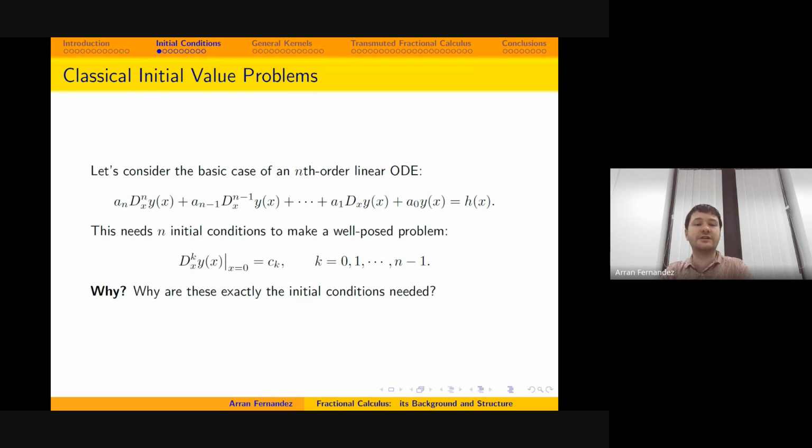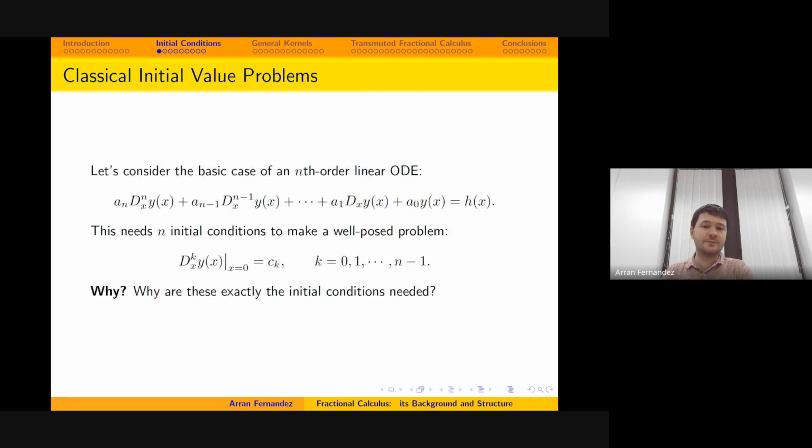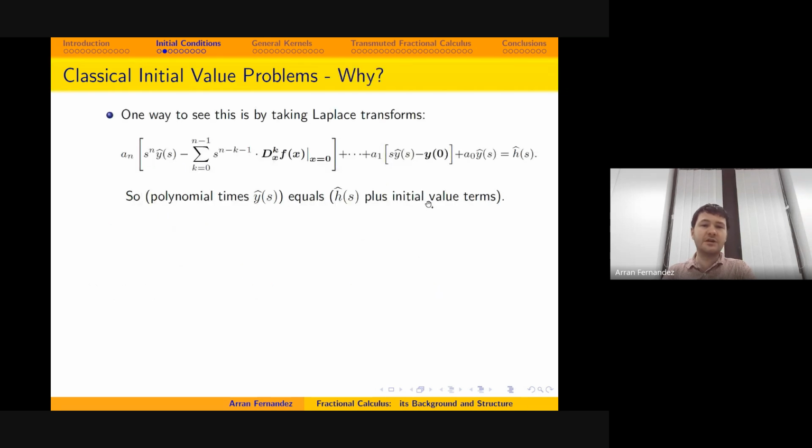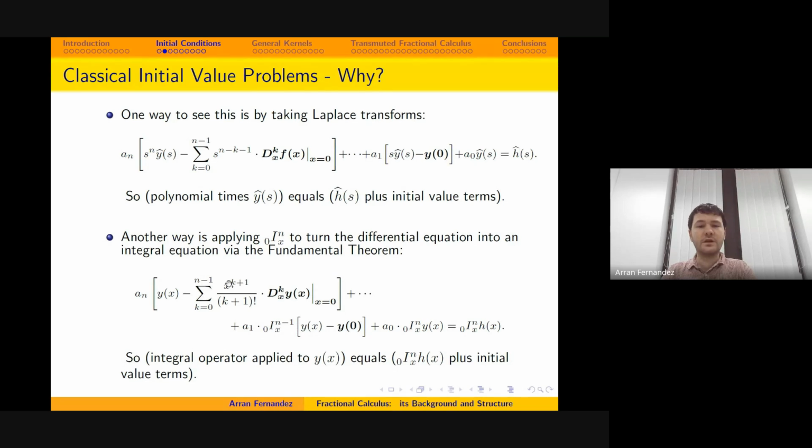There is an underlying mathematical reason. One way to see it is by taking Laplace transforms. If you start with this differential equation and apply a Laplace transform to both sides, then these things in bold, which should be a y, not an f, sorry, are exactly the initial values of y and its derivatives. In other words, those initial conditions are exactly what we see.